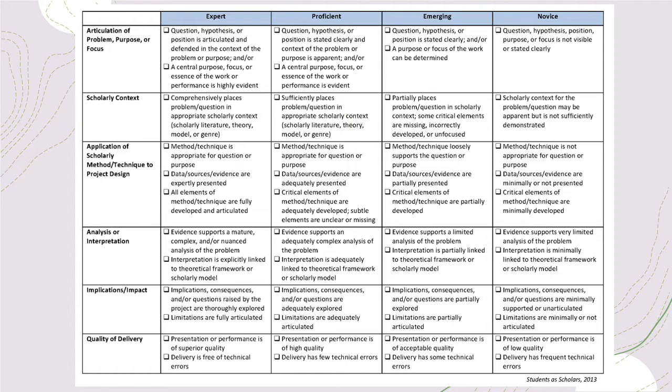Now, one of the really great uses of an analytic rubric is that you can define specifically where students are performing really well and other areas where they're performing not so well. So they may be stronger in articulating their problem, for instance, and weaker in, say, their quality of delivery or their implications or impact.